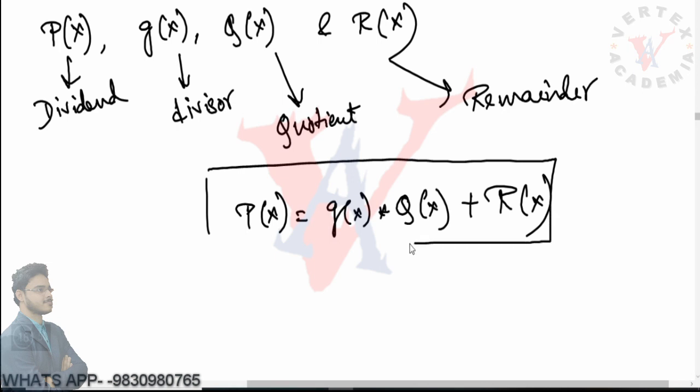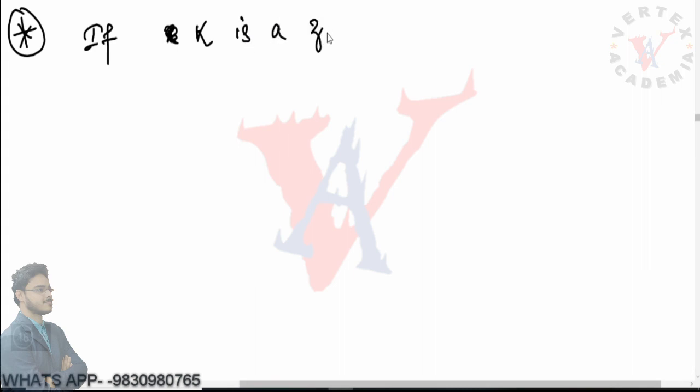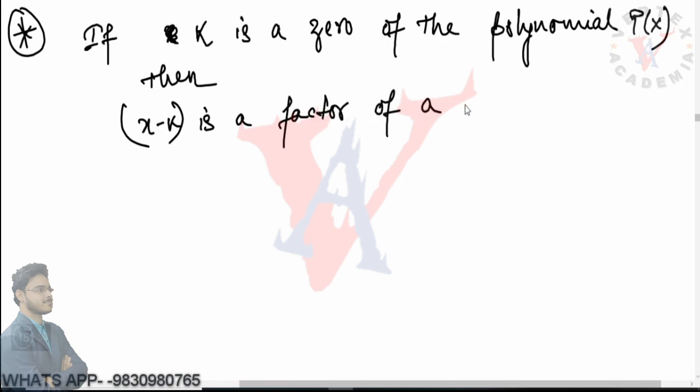So you can understand this is nothing new, only a little modification of what we have already learned. Before proceeding any further, we must review a few things. In the previous lectures we have learned that if k is a 0 of the polynomial p of x, then x minus k is a factor of the polynomial. You must remember this. If you want to know this in great detail, please refer to my previous videos, where I have explained it in great detail.